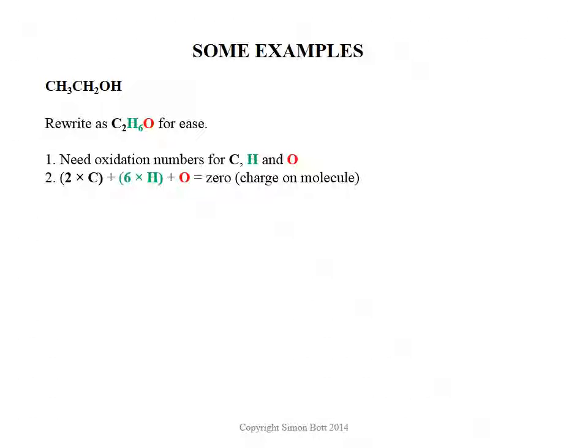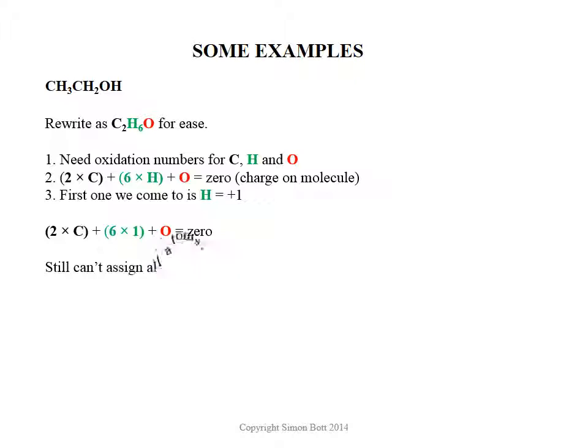As we go through that process, the first thing we ask is, do we have any metal cations? And the answer is no. Then we say, do we have any fluorine? And the answer is no. Then we say, do we have hydrogen? And yes, so the hydrogen is going to be +1. So let's pop that one in. And so now we have the 2 carbons, which we still don't know, 6 times 1 for the hydrogens, and of course the oxygen we also still don't know. So we still can't assign all these atoms, so let's continue on.